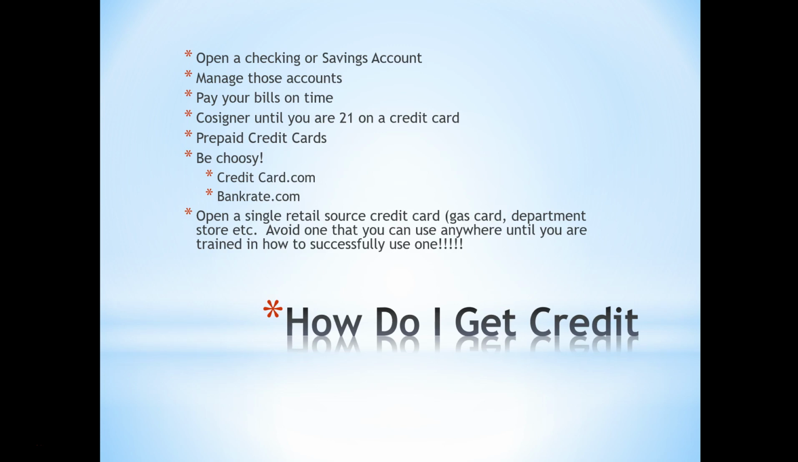So gas cards are really good because you're only using them on gas. You go fill up your gas tank like you would anyway, and you pay that card off in cash as soon as that amount processes on your card. Then you have that routine of paying that credit off in full from month to month, and that shows that you are worthy of handling credit appropriately.